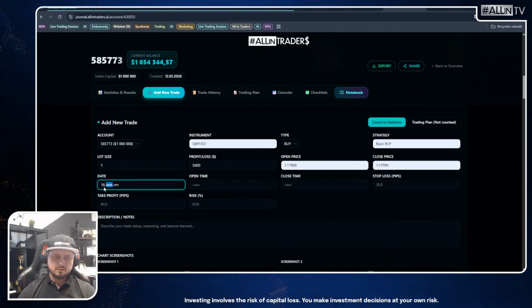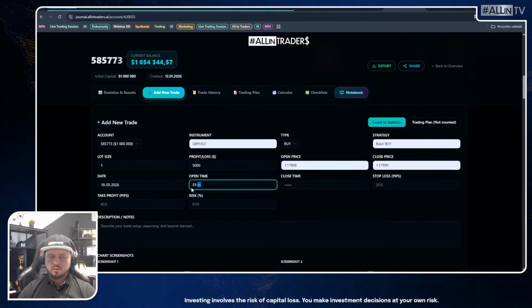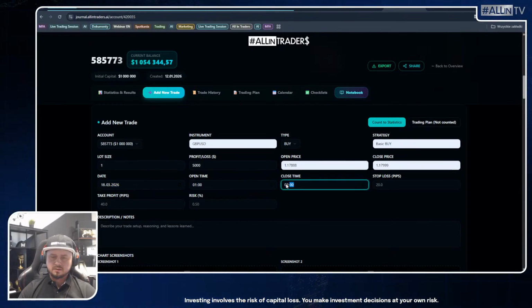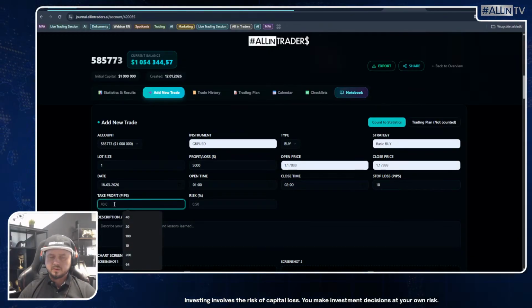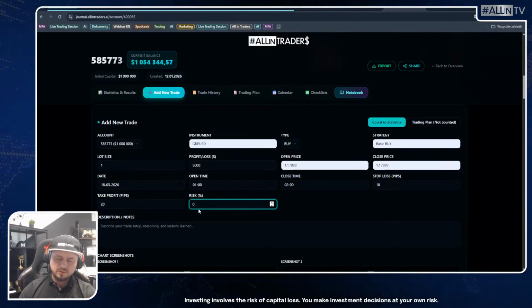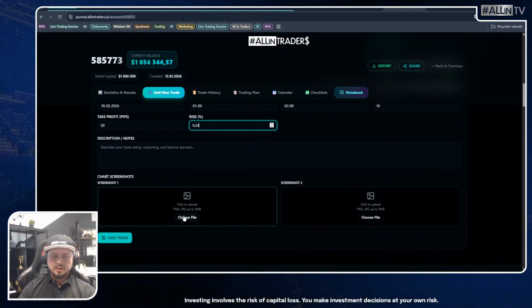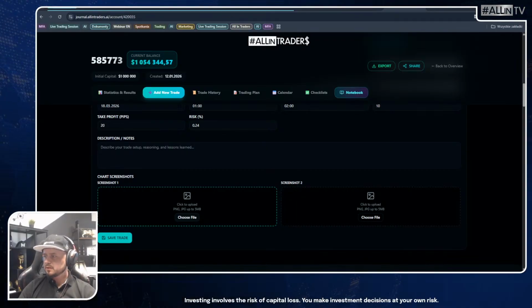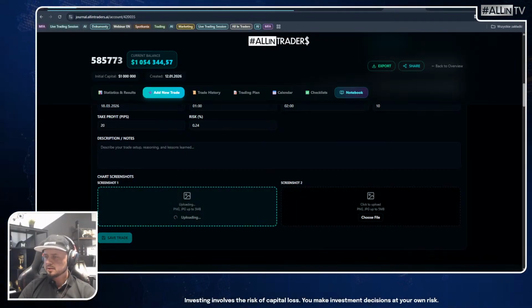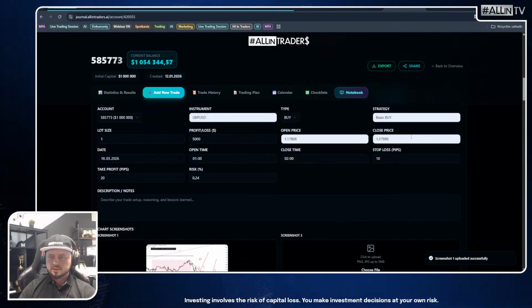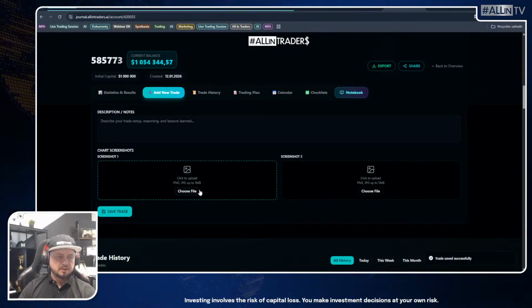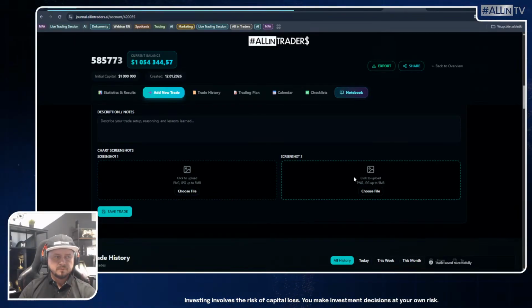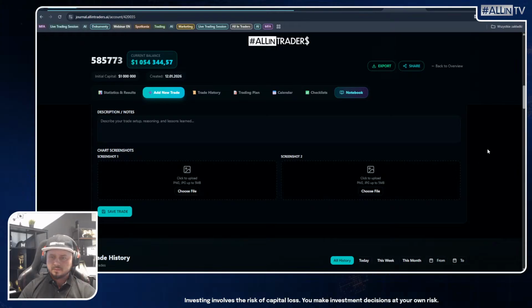Today is the 18th of March, 2026. Open time we don't know yet. Stop loss we will see, somewhere around probably 10 pips. Take profit 20, risk 0.25. Let's upload the file. This is the GBP USD plan for a long position. Trading plan. Let's save the plan. Nice. The plan has been saved.